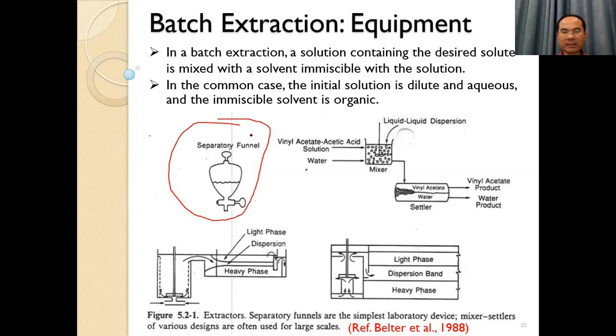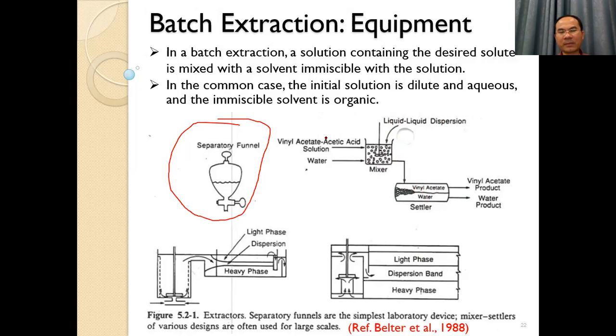For another system, we have the mixer and settler. In the mixer, we mix the aqueous phase and add the organic solvent, mixing together, and we also have some dispersion of the liquid phase. Then we send the mixture to the settler. The settler is used for phase separation between the heavy phase and light phase. The heavy phase should be the water system, and the vinyl acetate is the light phase in this case.